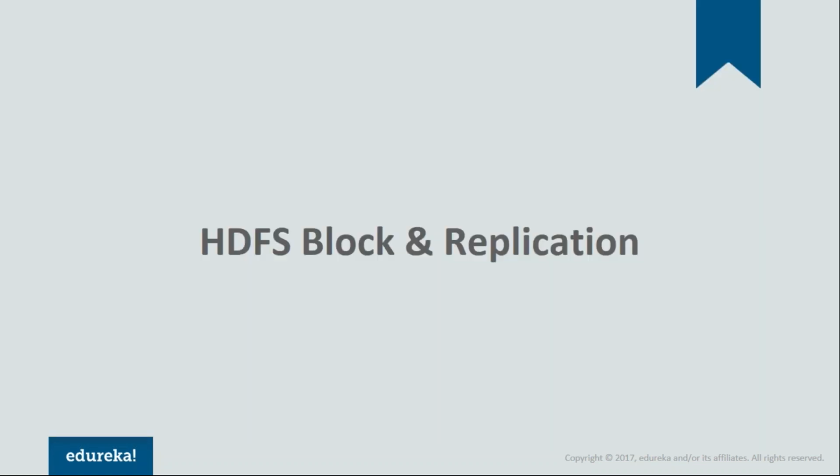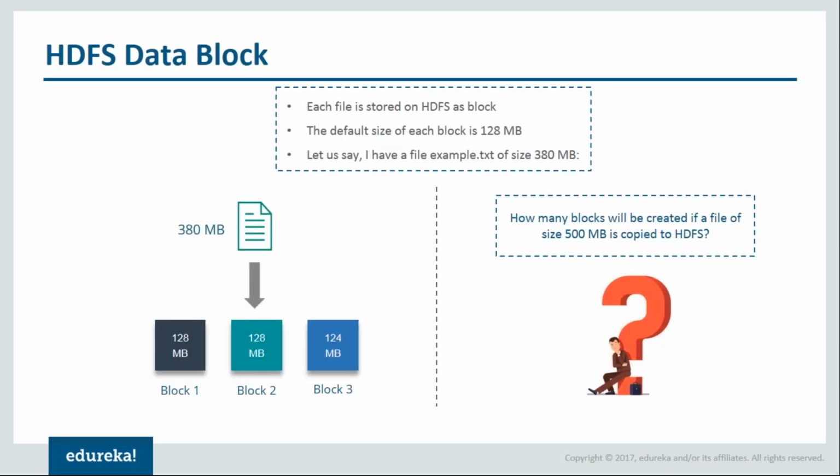So now let us talk about HDFS block and replication. Since I've been telling you that HDFS is a fault-tolerant system, let us see how. Each file is stored in HDFS as a block. Whenever you dump a file into HDFS, it breaks down into different blocks and it is distributed across your Hadoop cluster. The default size of each block is 128 MB. So let's say that I have a file of 380 MB. It will be divided up into 3 blocks.